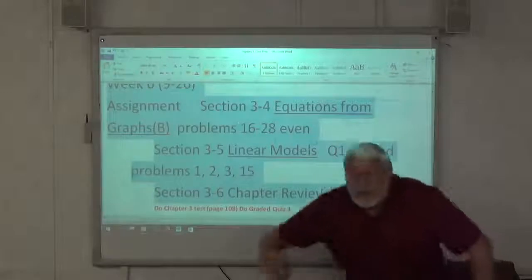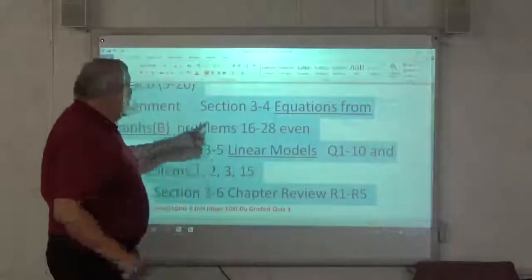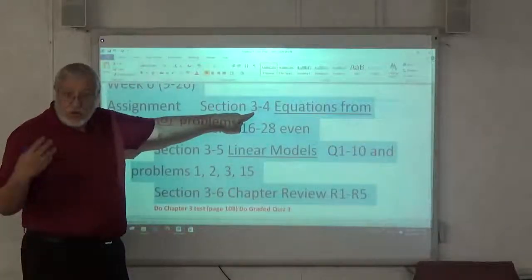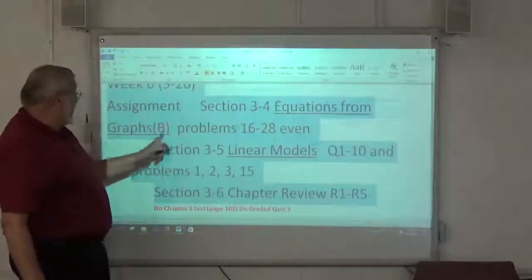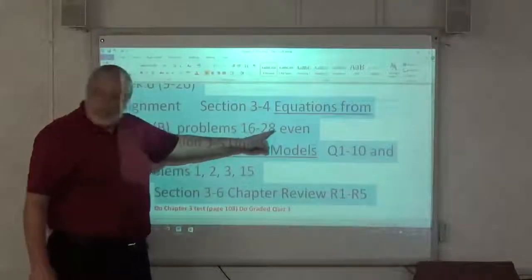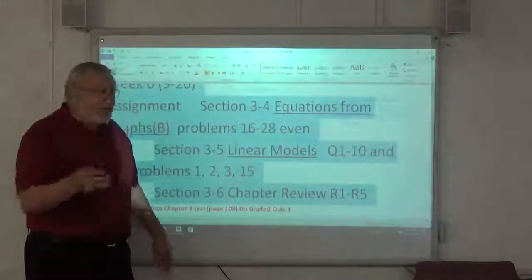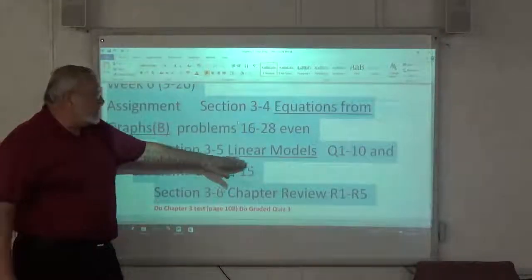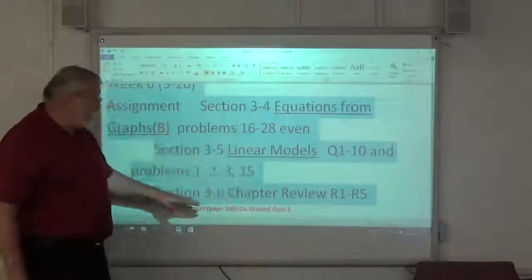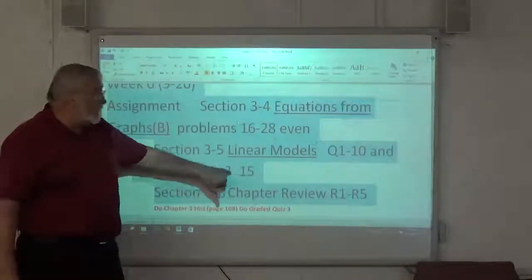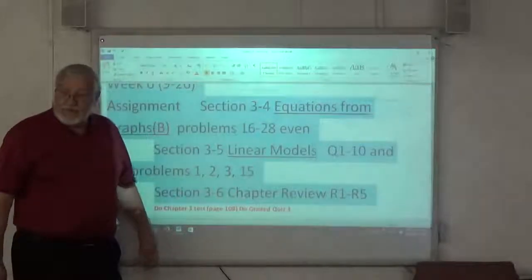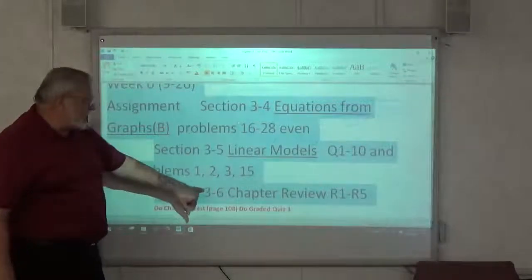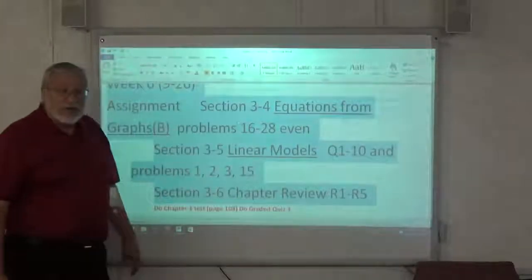What you're going to be doing is finishing section 3-4, which is linear equations, and you're going to do problems 16 through 28. It's just a continuation of what you've already done, and this is already in your book. Then you're going to do section 5, which is models, and notice that you're only doing 1, 2, 3, and 15, but there are several questions for each. And then chapter 6, which is the review that we're going to start right now.